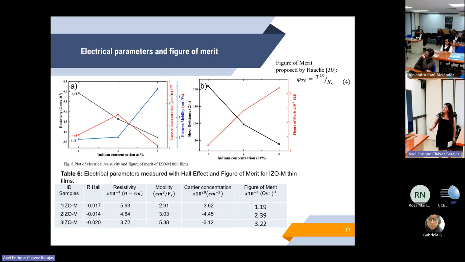In the figure of merit proposed by Haacke, it is evaluated as the most important because it relates the optical transmission and the sheet resistance simultaneously. In this case, the best figure of merit corresponds to 3 atomic percent of indium.